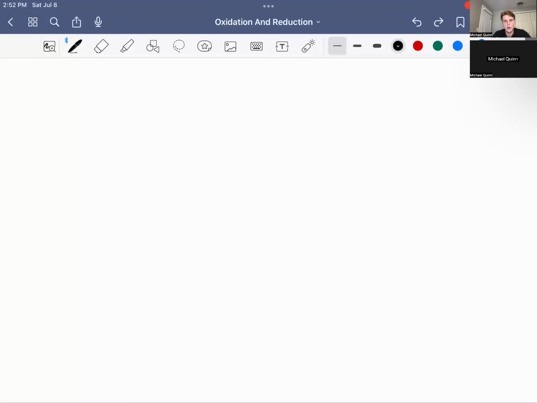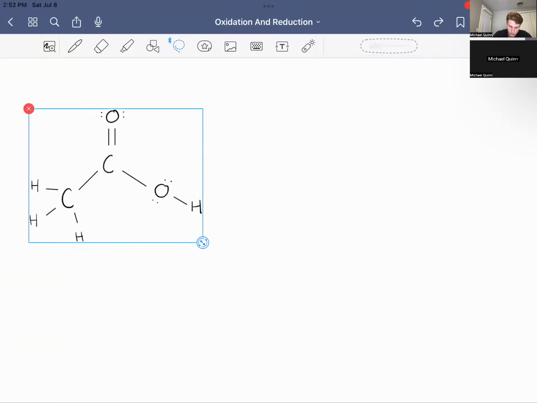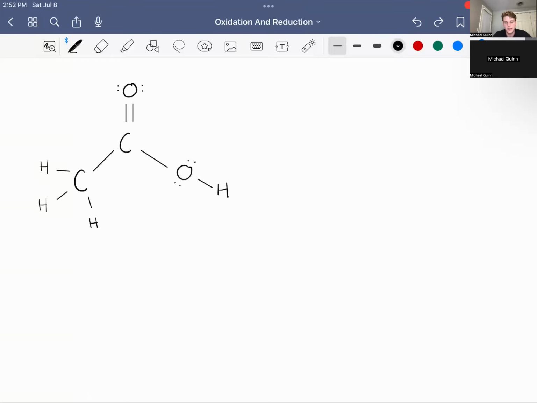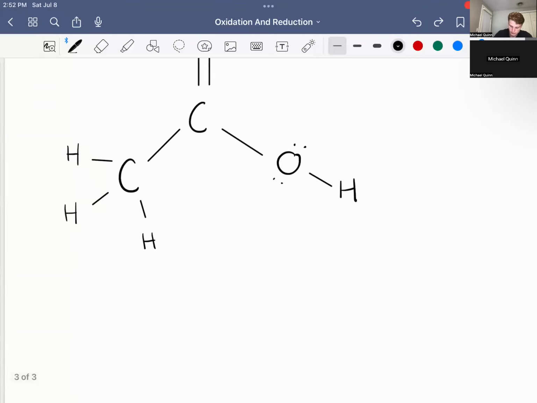In this video, I'm going to be going over how to assign oxidation states when given a Lewis structure. So if we are given the Lewis structure CH3COOH, we need to assign the oxidation states based on a given formula.